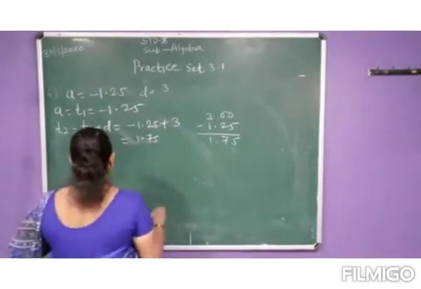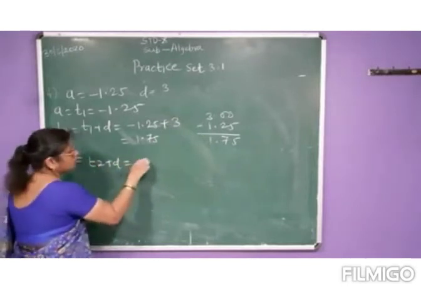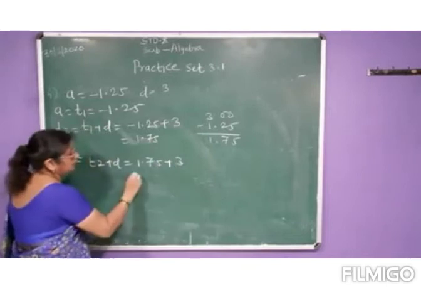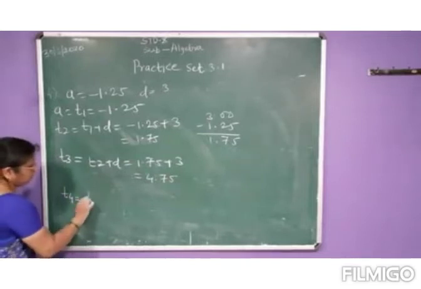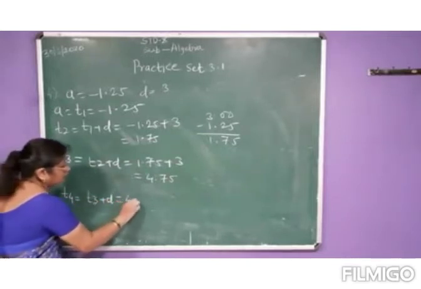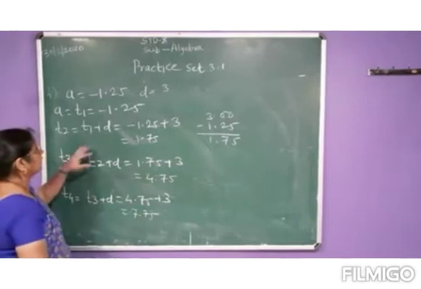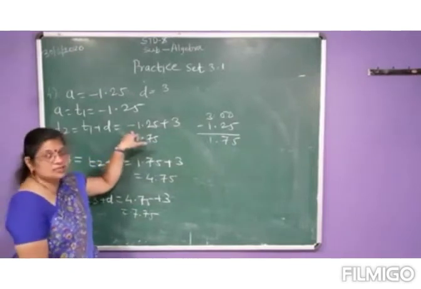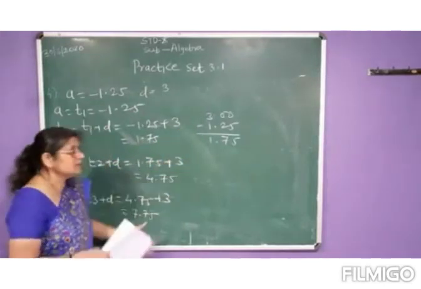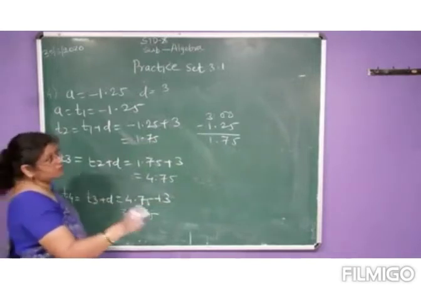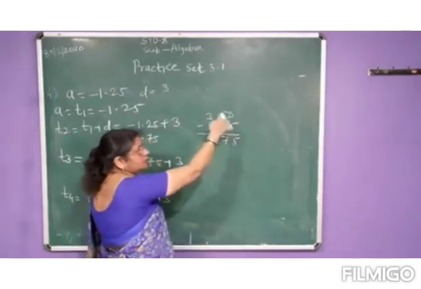1.75. Then we will go for T3, T2 plus D. T2 is your 1.75 plus 3. Correct? So 4.75. Then T4 is T3 plus D, 4.75 plus 3, that is 7.75. Only in this question, the first term is negative and this is positive, so be careful when you are solving such type of sums. Check it once again. The checking method is, what answer you got and what you subtracted, if you add, you should get this number.